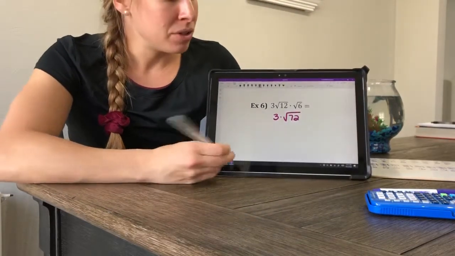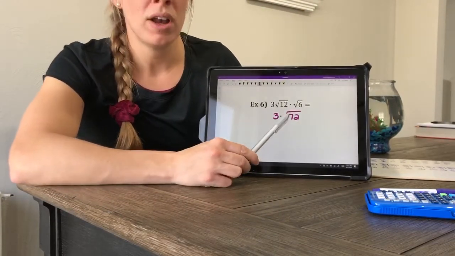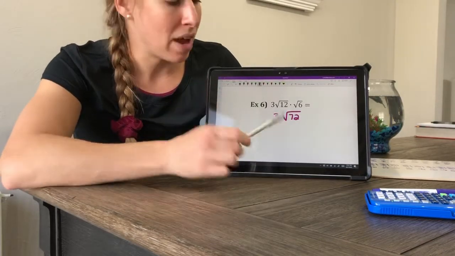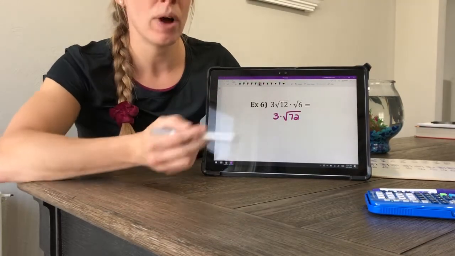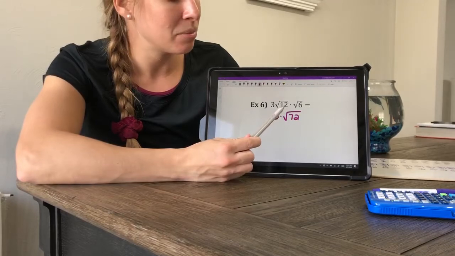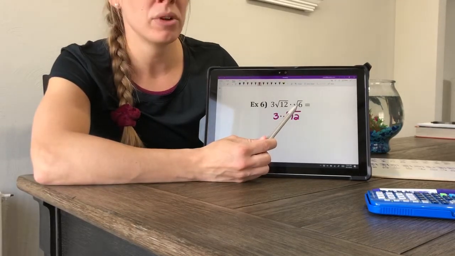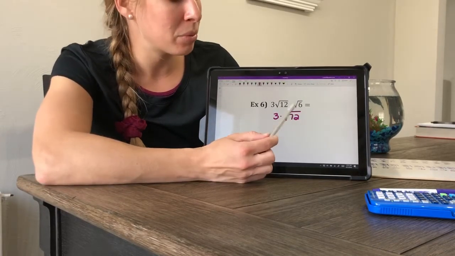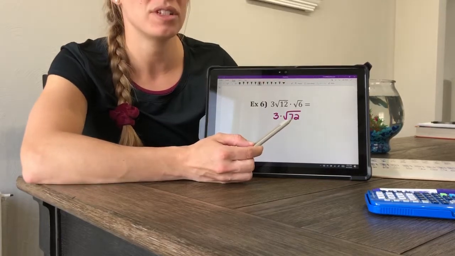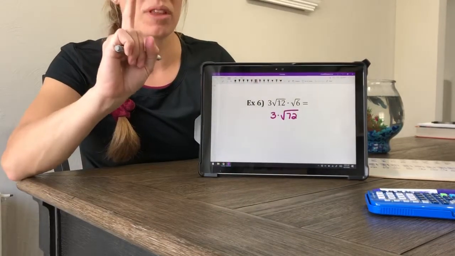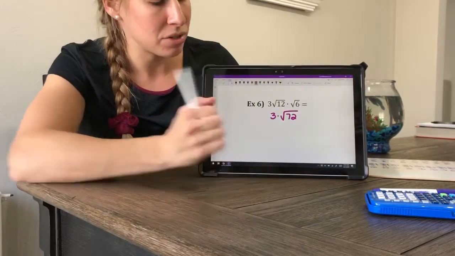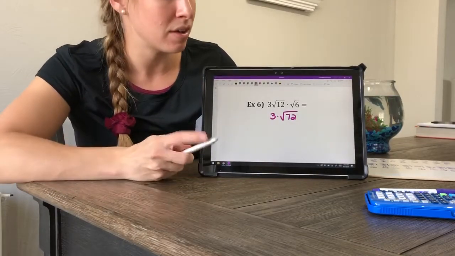And the reason that I want to do that is because now I just have one number that I'm trying to simplify. So yes, the square root of 12 has a perfect square factor and we could simplify that, but we also have the square root of 6 that doesn't simplify. But when we bring them together and we just have the square root of 72, that's only one number that we're trying to simplify the radical expression for. So again, trying to save yourself some work here.